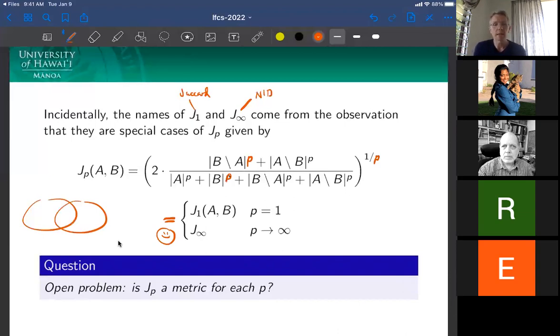So the open question is: is this J_p actually a metric for every value of p? Would it be tedious to check? Probably. Would it be doable? Maybe.